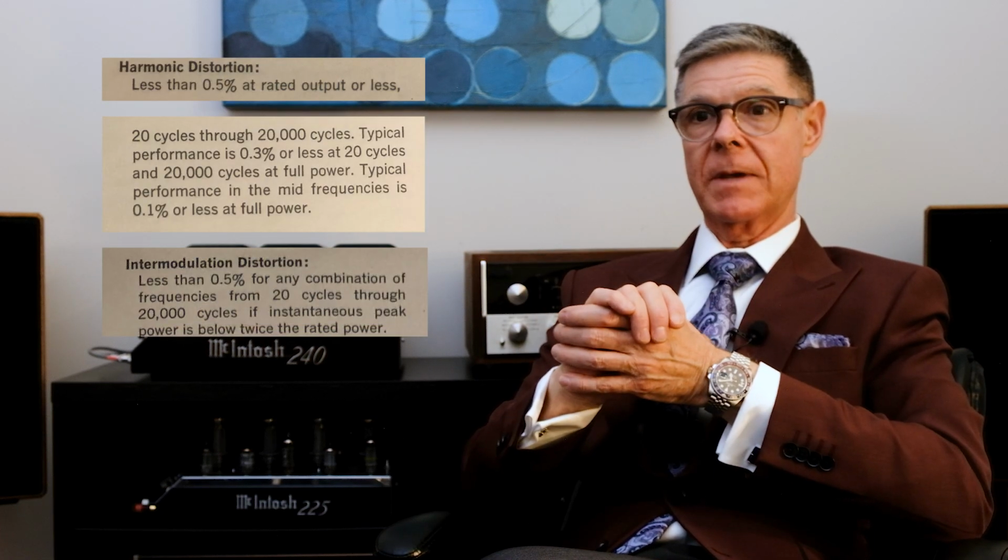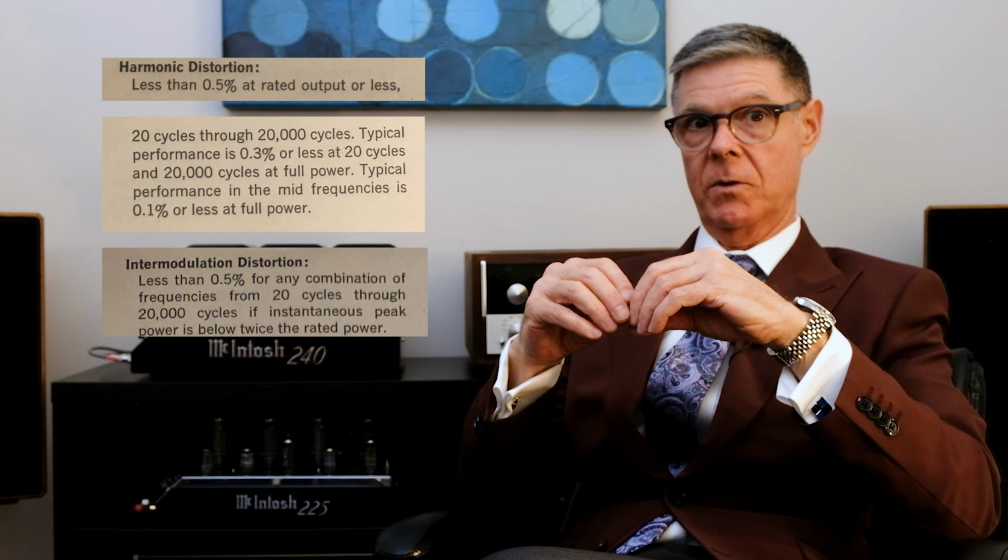The next popular specification you always see published is THD, or sometimes just distortion. And THD takes in a few different kinds of distortion because there's a lot. But what is distortion? It's measured as a percentage, and you want the number to be as low as possible.